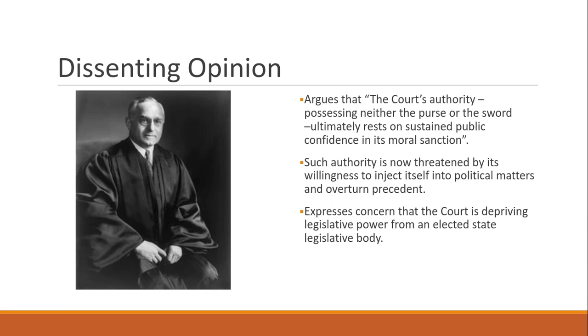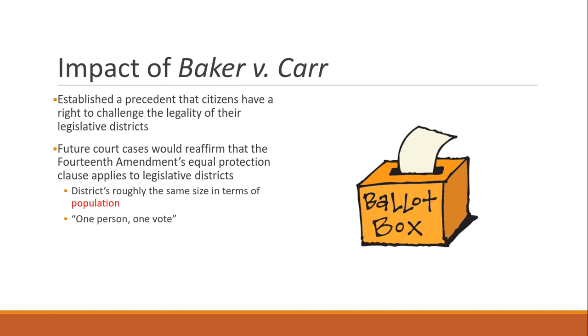Not everyone on the Supreme Court agreed. The dissenting opinion argued that the court's authority, possessing neither the purse nor the sword, a little reference to Federalist 78, only rests on the sustained public confidence in its moral sanction, that they would not overstep their bounds. But this authority is now threatened by its willingness to inject itself into political matters and overturn precedent, in which such issues were left to state legislative bodies. And it expresses concern that the court is now depriving a legislative power, the power to draw legislative districts, from a duly elected state legislative body.